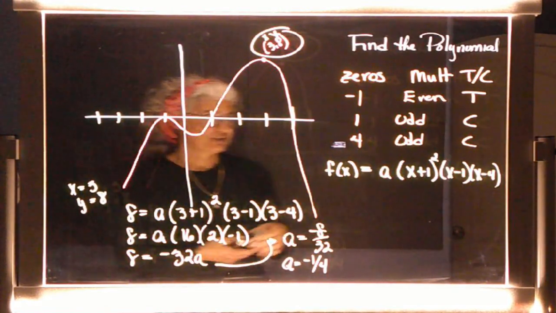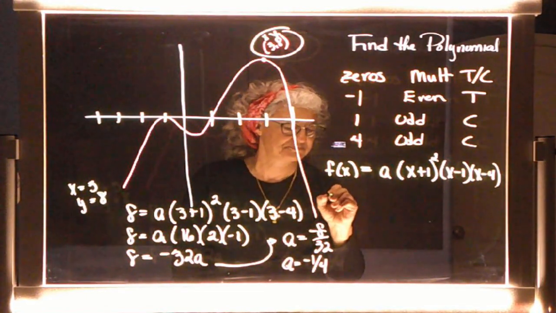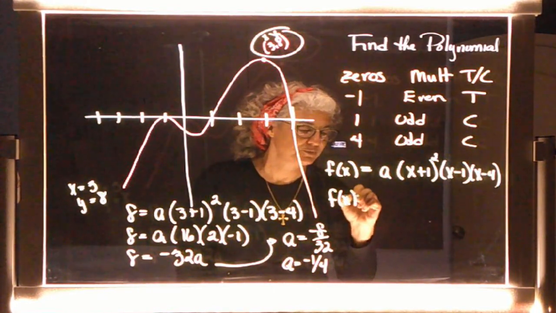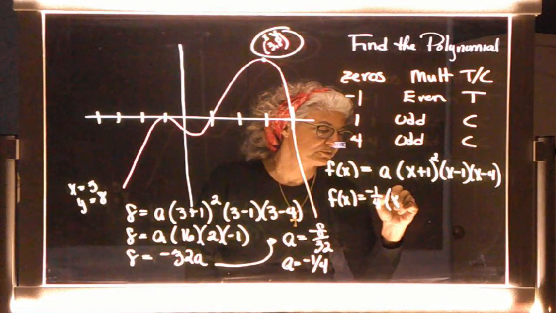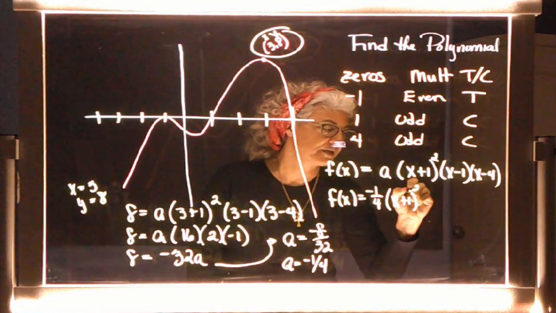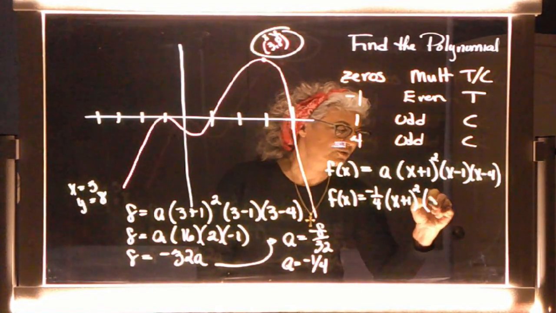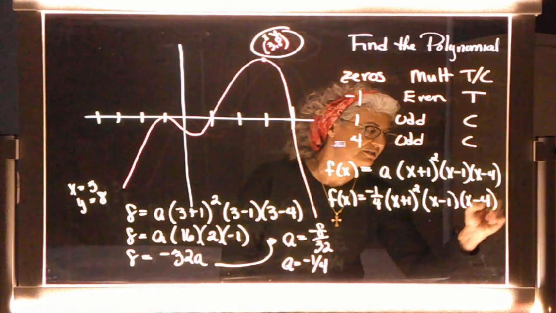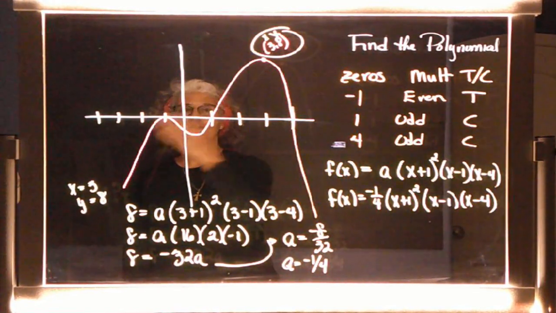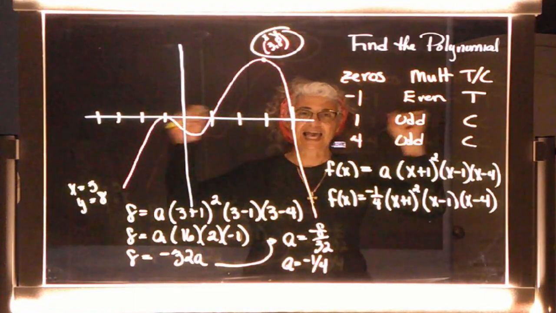You just found your lead coefficient. F of x would be equal to negative 1/4 in parentheses x plus 1 to the power of 2 times the quantity of x minus 1 times the quantity of x minus 4. You just found the polynomial that went with this function. Yay!